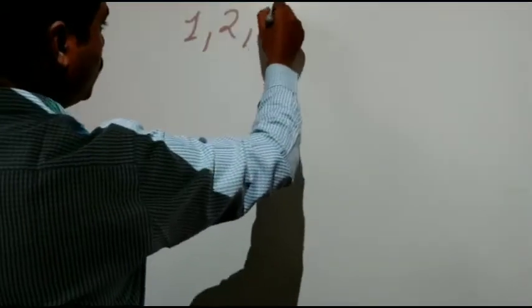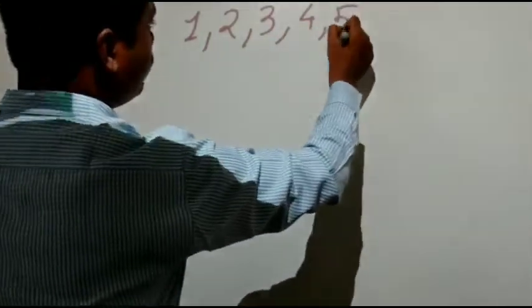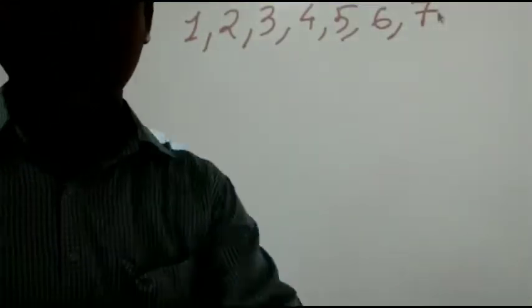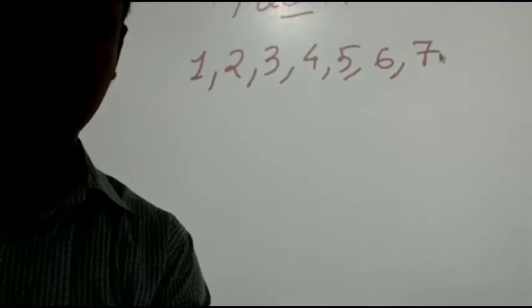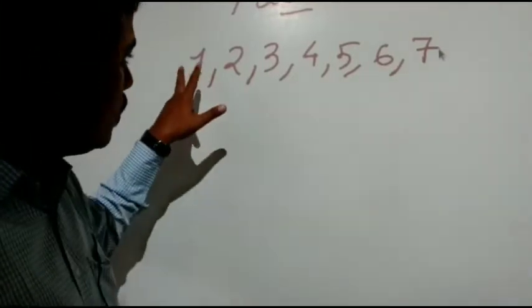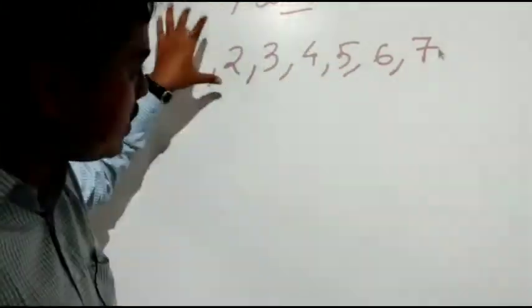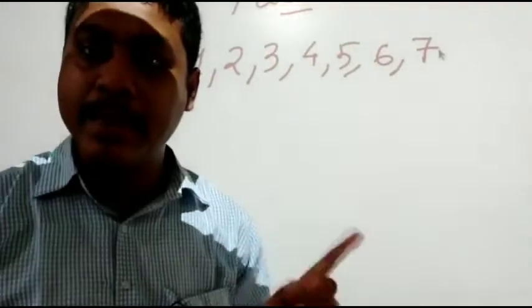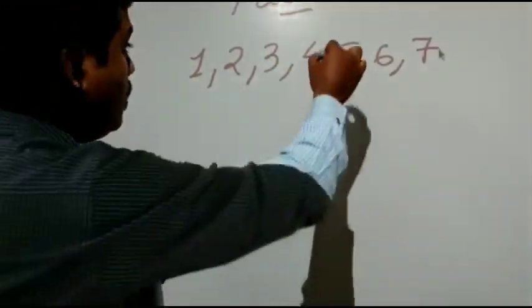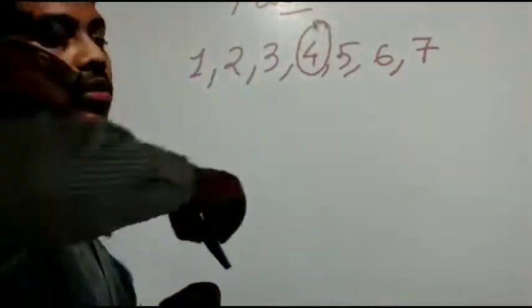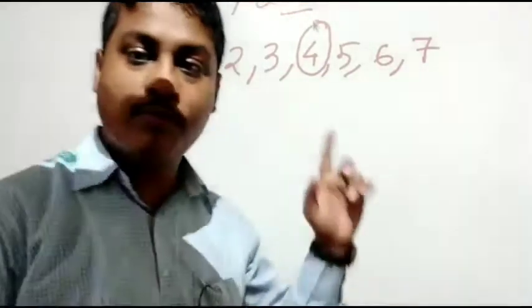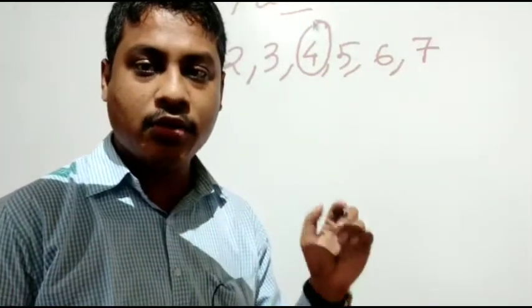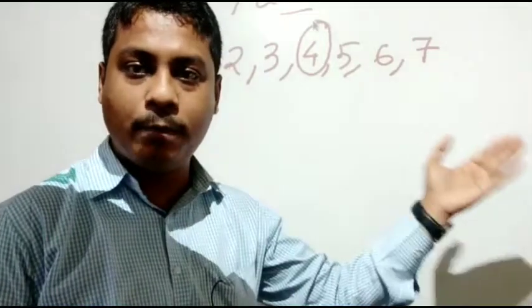Like suppose for example, I am giving you 1, 2, 3, 4, 5, 6 and 7. Okay, I have taken 7 numbers, so I need to find out the median of this. Total 7 numbers are there, and in these 7 numbers, which number will be the middle number here? Middle number will be this 4. Okay, here 4 is your middle number, and you see 4 above it and 4 below it.